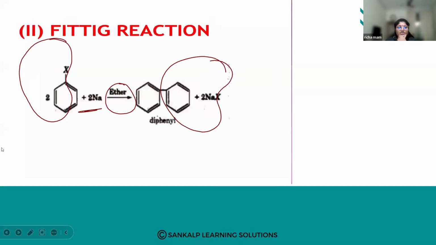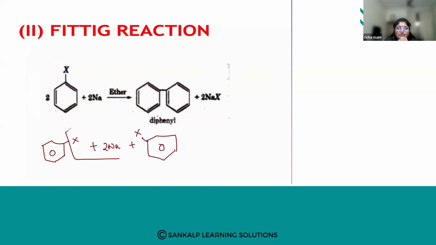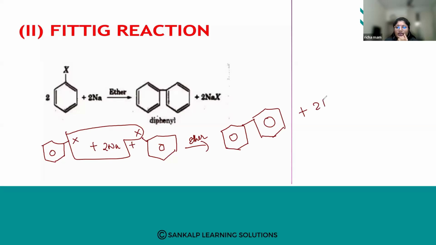Then what is the Fittig reaction? The Fittig reaction means we have to take both aryl halides, plus 2Na, in the presence of dry ether again. I'm going to get a diphenyl plus 2NaX. So this is my Fittig reaction.